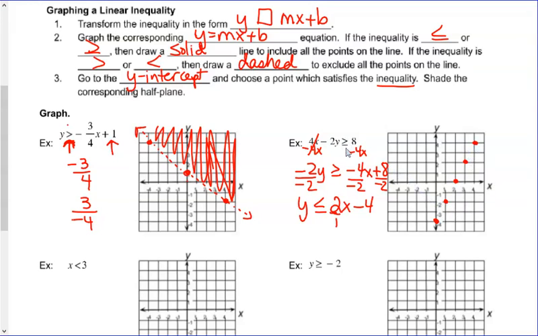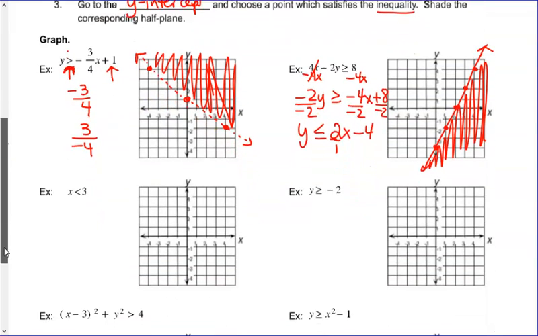Now we refer to the inequality. Does it have an equals? It does. So that means we're going to do a solid line for our line to include the points on that line. And now we go to our y-intercept, and we want to choose a y value that's less than or equal to that line. So here's my y-intercept. Less than or equal to would be below. Therefore, all of these points underneath that line will be our solutions. Okay? All right, very good.